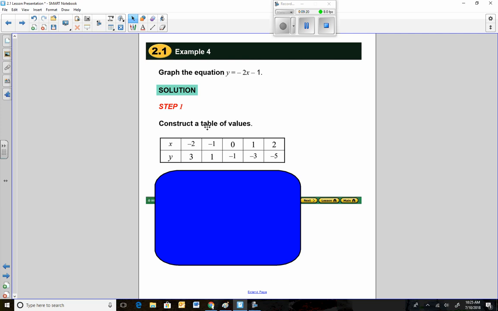And how did I get that? Plug in a -2 here. -2 times -2 is 4. 4 minus 1 is 3. So that's how you get to 3. So you take all these little x values and plug them in.